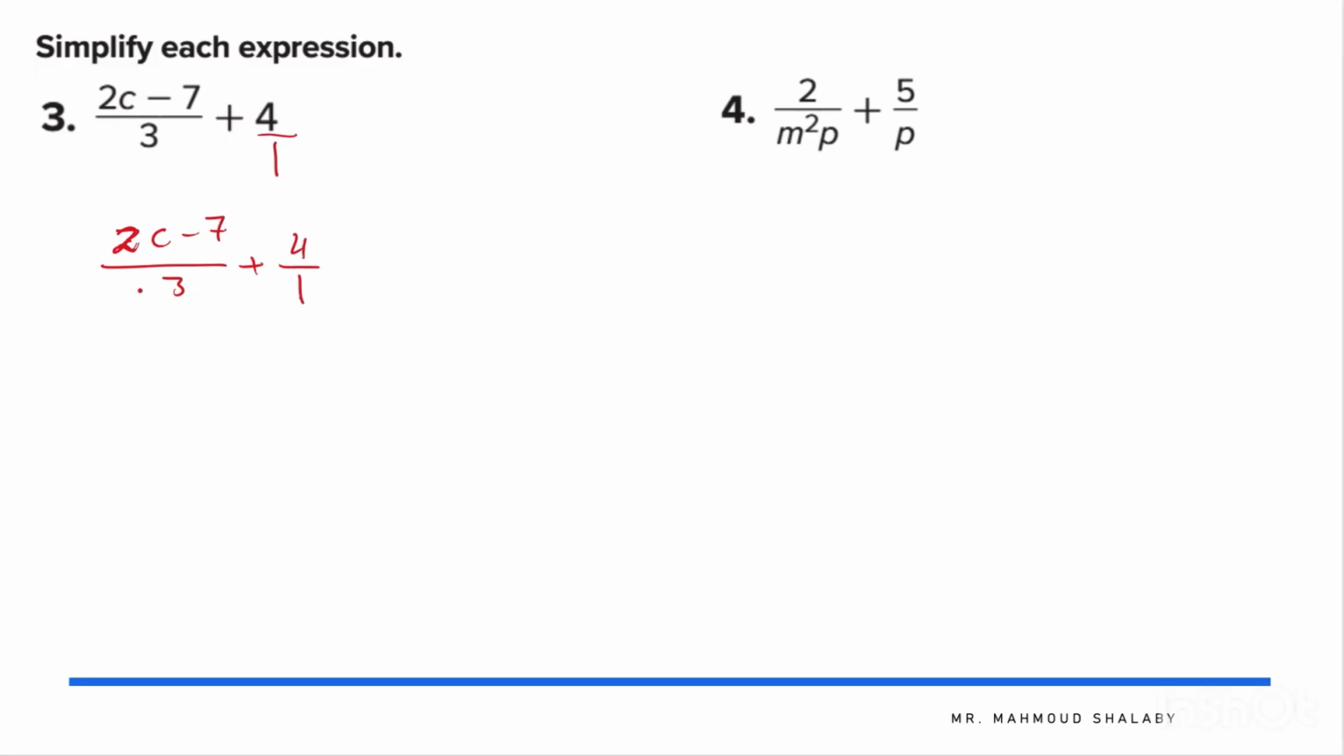Now we have two denominators, but they are different, but it's very obvious one can be changed to any number by multiplying by this number. So if I can change 1 to become a 3, I will multiply by 3, but I must multiply up and down. If you multiply up and down by the 3, you will come up with two fractions. Here you will have 2c minus 7 and here 3. 4 multiplied by 3 is 12, and here we have a 3.